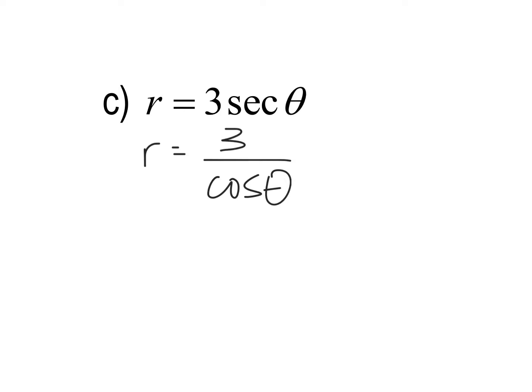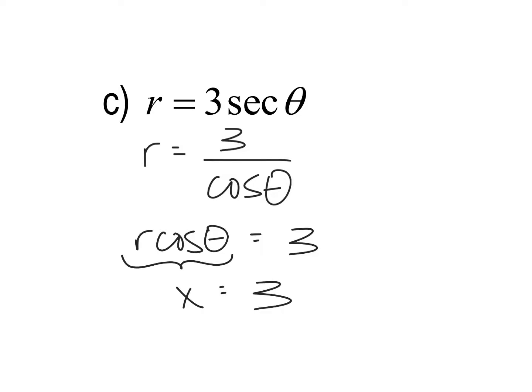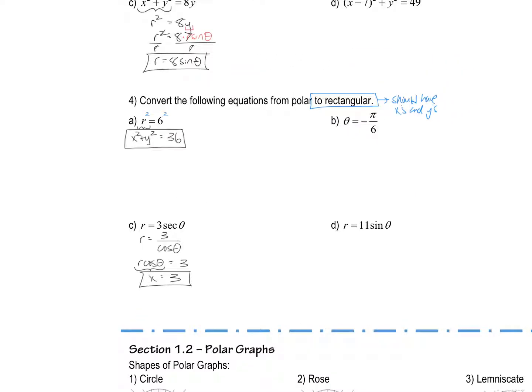But at this point now, what if I cross multiply? I'm going to get r cosine theta equals 3. Wait a second, isn't r cosine theta the same thing as x? Snap. Now there's no more r's and thetas in my equation. So the goal of these conversions is to translate and get rid of, in this case, r's and thetas, and replace them with x's and y's. And there's a lot of different strategies that we're going to have to try and use on these.